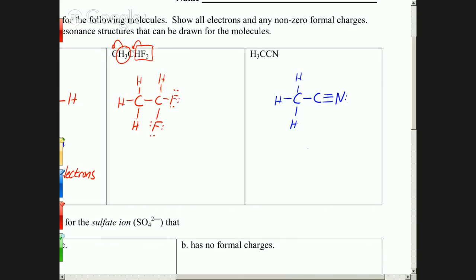How do y'all feel about that? Good? Right number of electrons? Yeah, right number of electrons. Everything has an octet. No formal charges. So that looks good. Again, we see this time it's flipped a little bit. Well, that happens also. The hydrogens come before the carbon, but that still tells us that those 3 hydrogens are going to be on that carbon, and then it goes CCN connected in a row there.